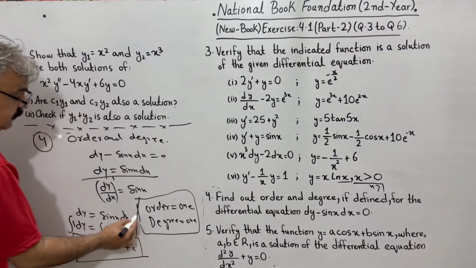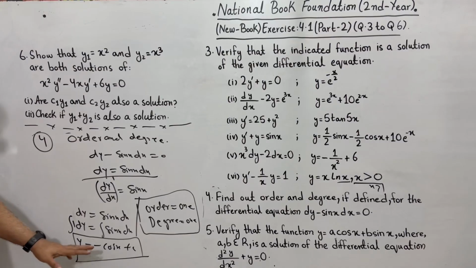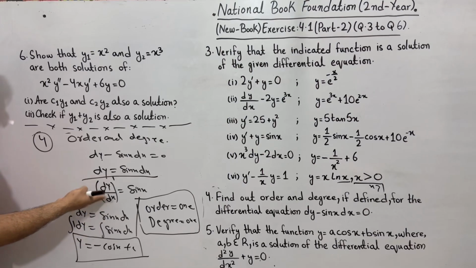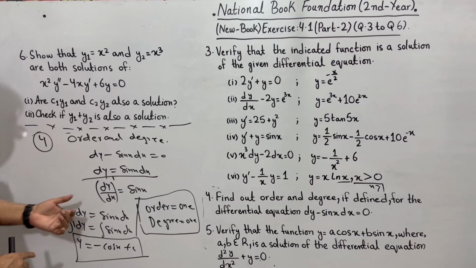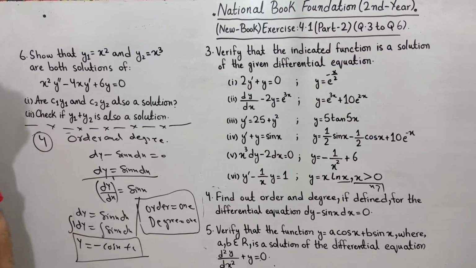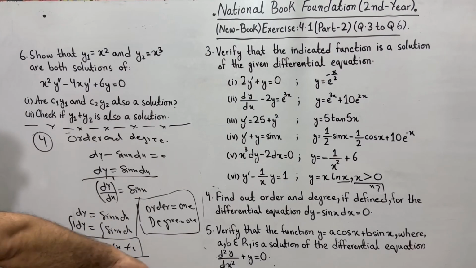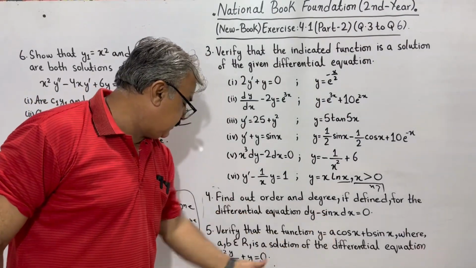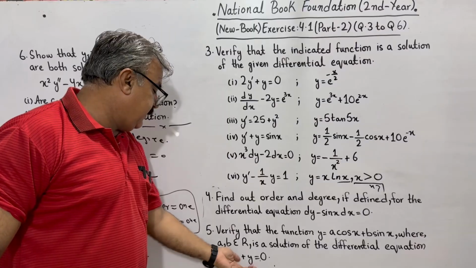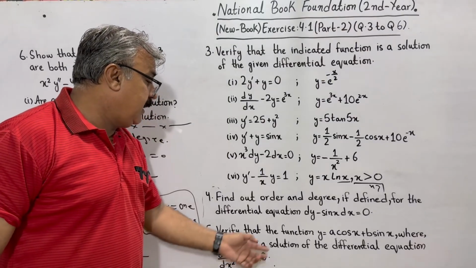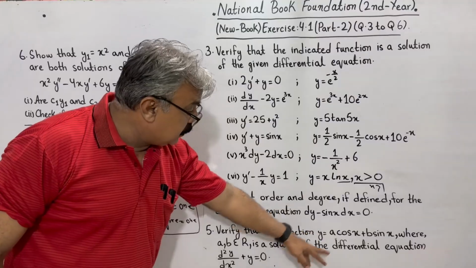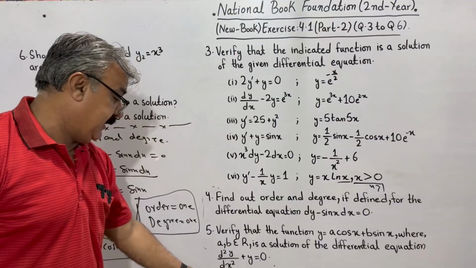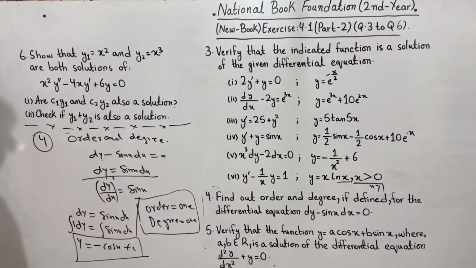We are asked only to find its order and degree. First, we have to convert these differentials, dy dx, into the form dy over dx. Then it has order 1 because it has been differentiated 1 time, having overall power 1, degree 1. Okay, cool. Verify that the function, same question. In that case, y is given to us, differentiate 2 times, put here and verify both sides are equal. Or you can find the differential equation for this function itself. It must be like this. Let's see and find out.